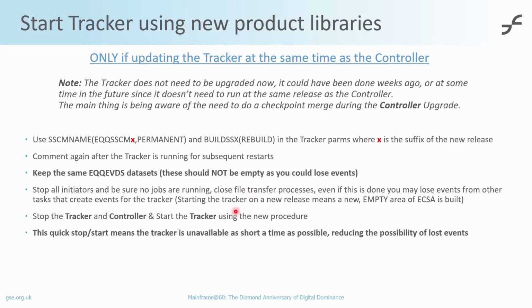And the start of the tracker on a new release using those two parameters means that the ECSA area will be emptied when restarting with the new release. That's the reason why there's a risk that you will lose events that have been created in the meantime that you stop and restart your tracker. At that point, you can stop the tracker and the controller as well, and then you can start the tracker using the new procedure. At this point, your tracker will be running at new release.